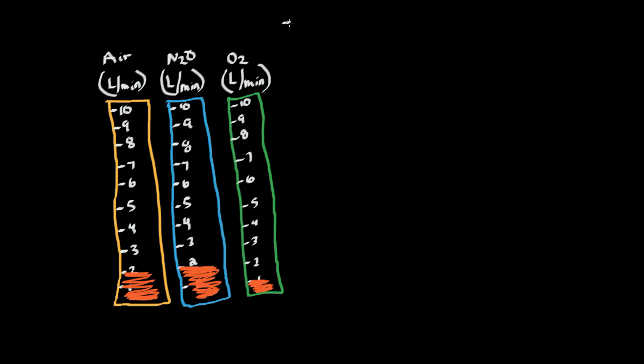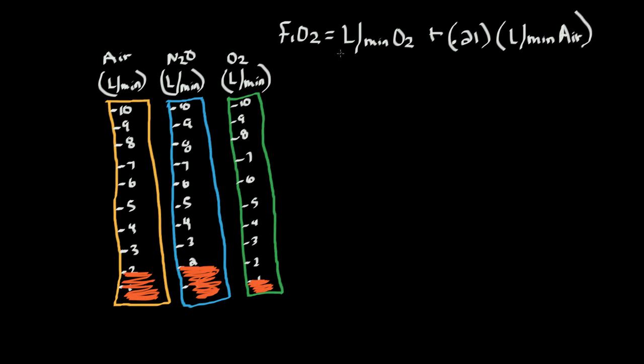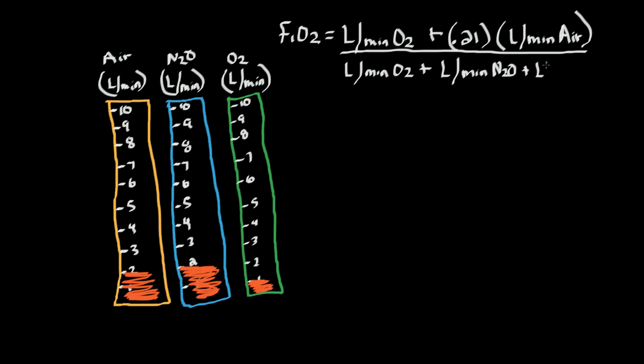So let's write our formula. FiO2 equals liters per minute of oxygen plus 0.21. Remember, we have to do this because we have to account for the 21% of oxygen that is contained in air times the liters per minute of air, all divided by the total number of gases. So the liters per minute of oxygen plus the liters per minute of nitrous plus the liters per minute of air.